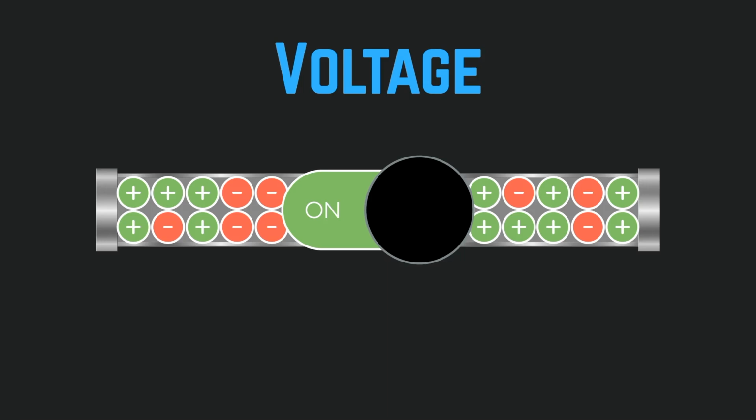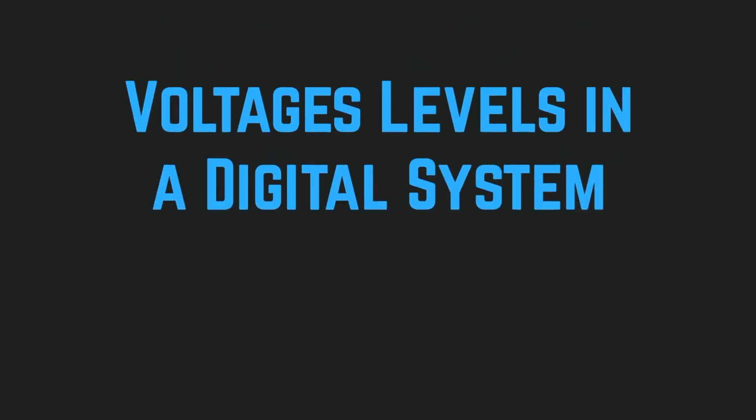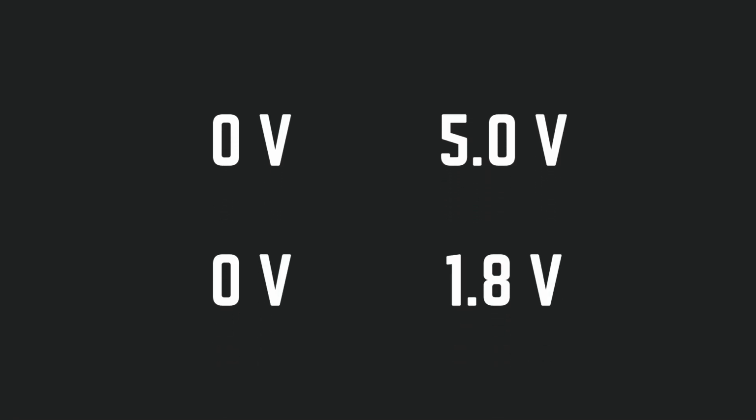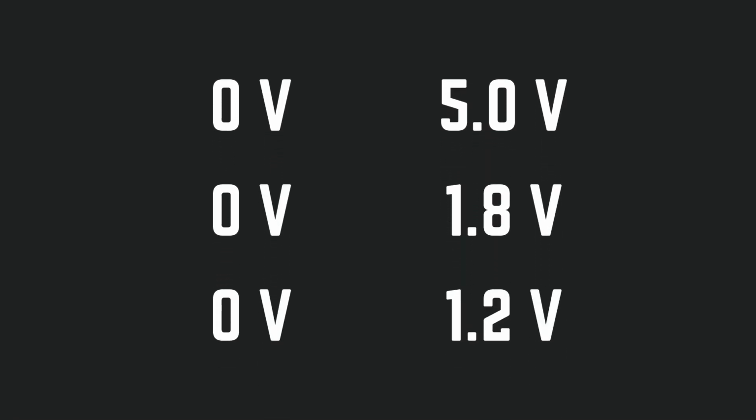While a variety of different voltage values can exist across a transistor, a digital system is designed to ensure that two voltages are used in the system. For example, a computer could be designed with two voltages of 5 volts and 0 volts, or 1.8 volts and 0 volts, 1.2 volts and 0 volts, or many other pairs of two voltages.